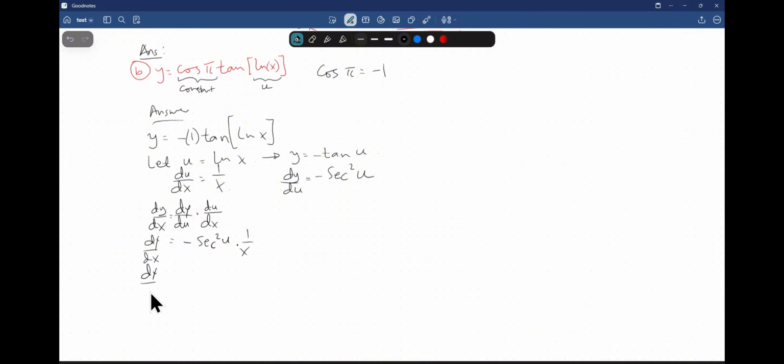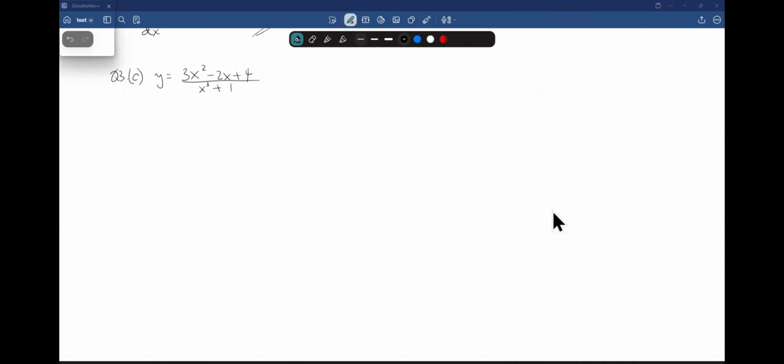So there we go. The first derivative is simply negative secant square u, which we can substitute back to be ln x in brackets all over x. This will be the final answer for dy dx, which is negative secant square ln x all over x.